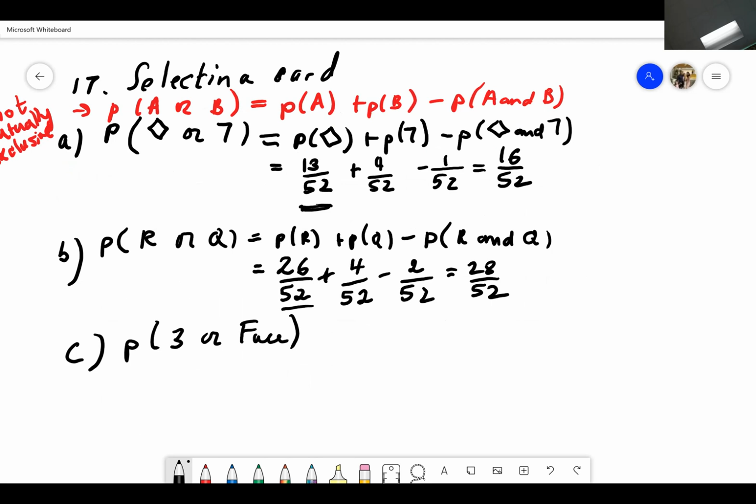Look at the last one, the probability of 3 or face. By the way, what's a face card? It's a jack, a queen, or a king. Can you be a 3 and a face card at the same time? No, so these are mutually exclusive.